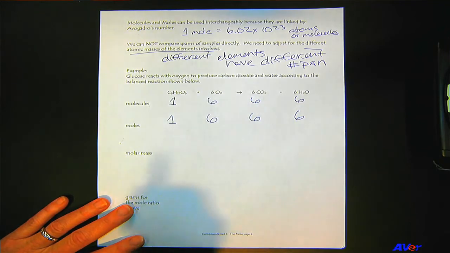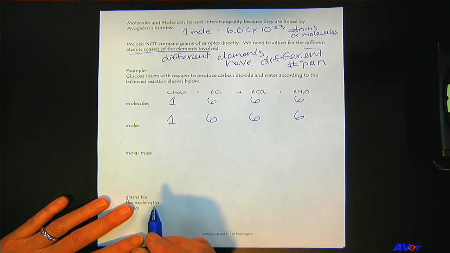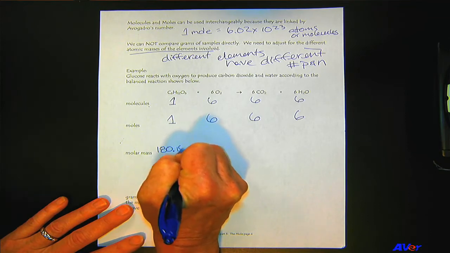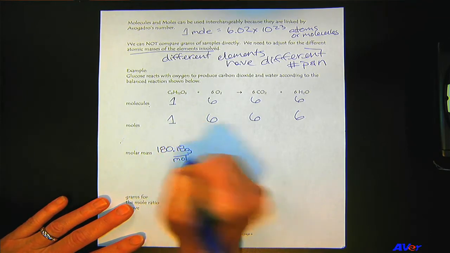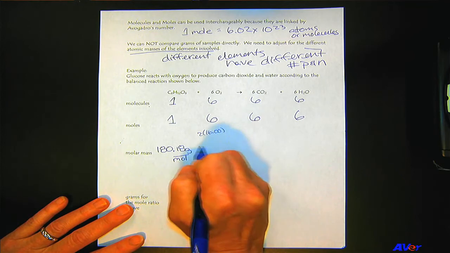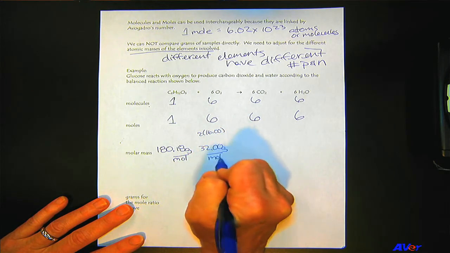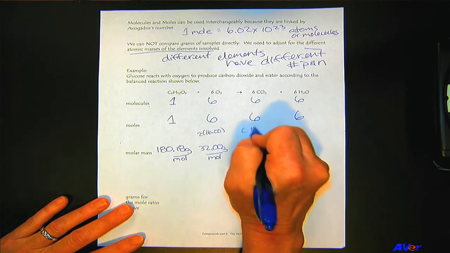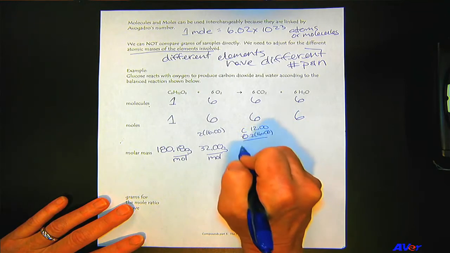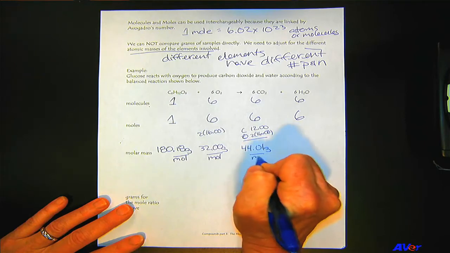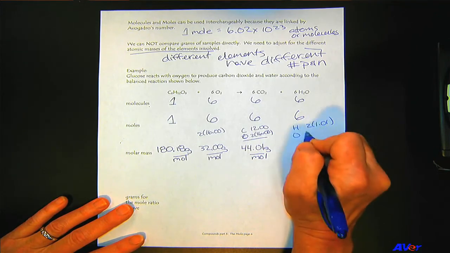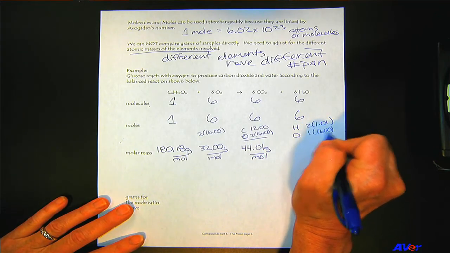All right, let's dig in a little deeper. Let's look at the molar mass. We've already done the molar mass for glucose on the previous page. It's 180.18 grams per mole. Oxygen's pretty simple: 2 times 16, so 32 grams per mole. Carbon dioxide has 1 carbon and 2 oxygens, so 44.01 grams per mole. And water has 2 hydrogens and 1 oxygen.